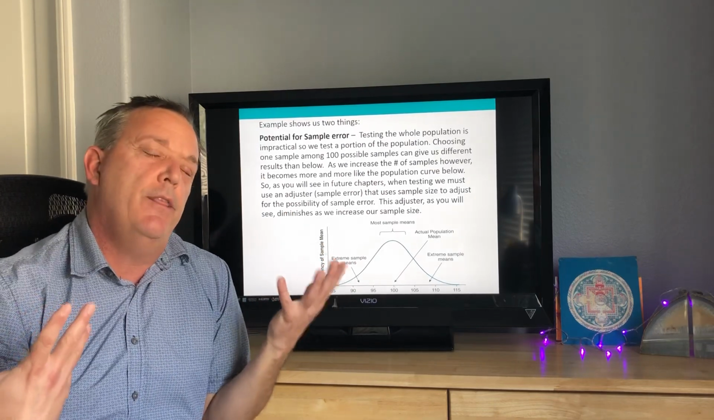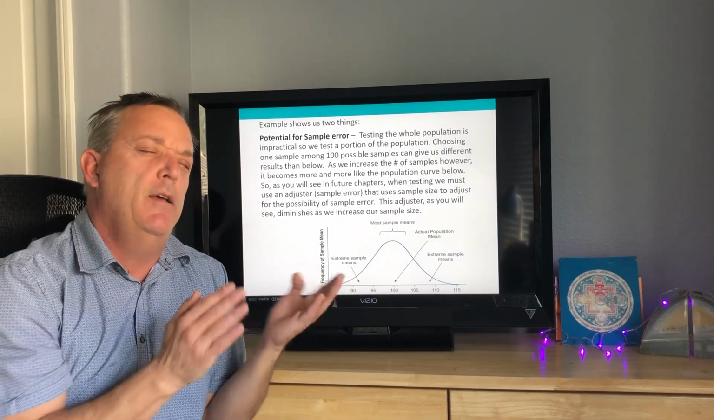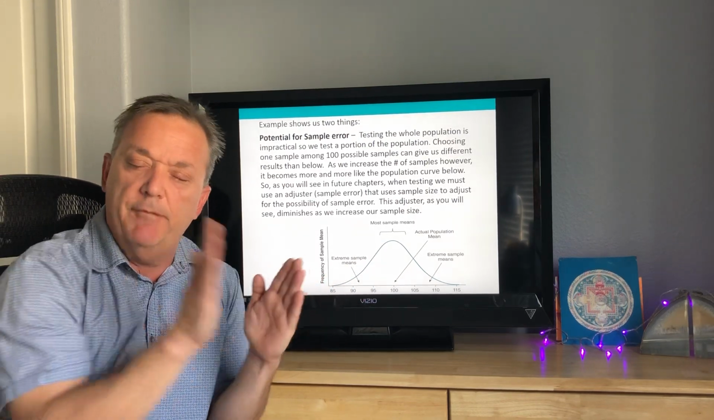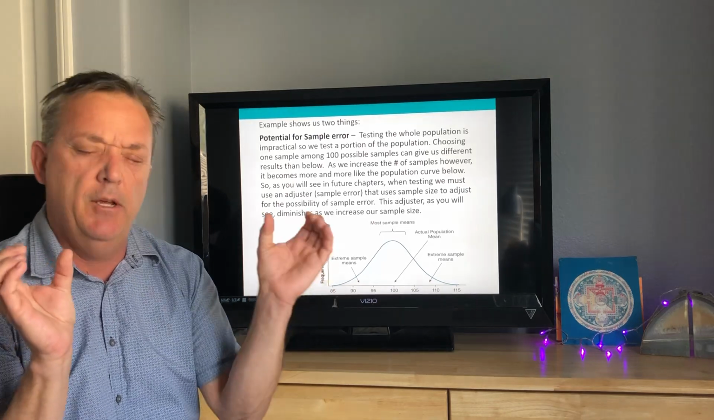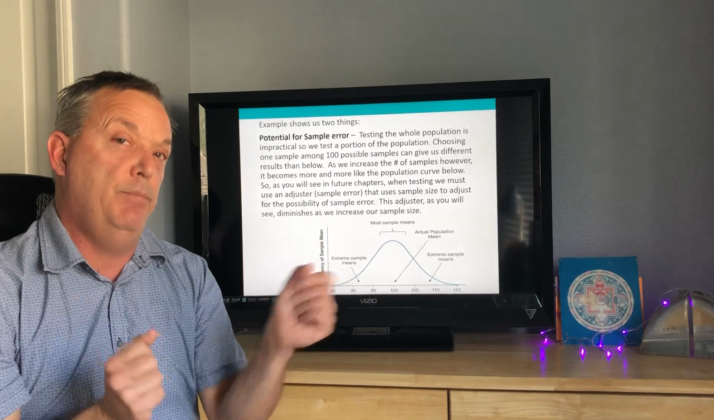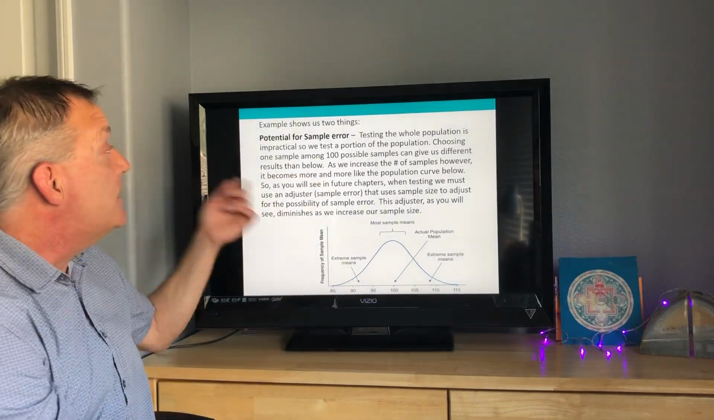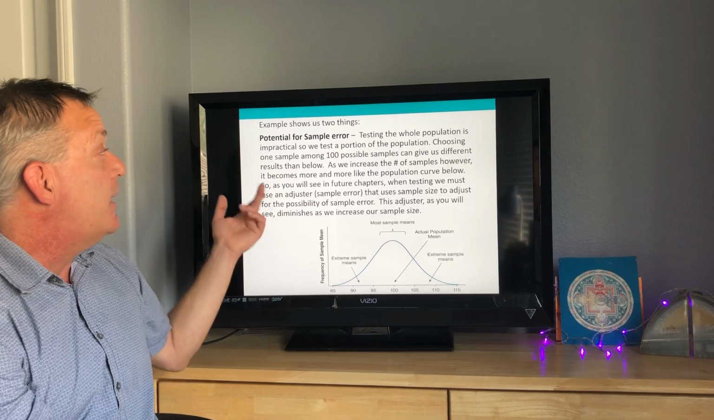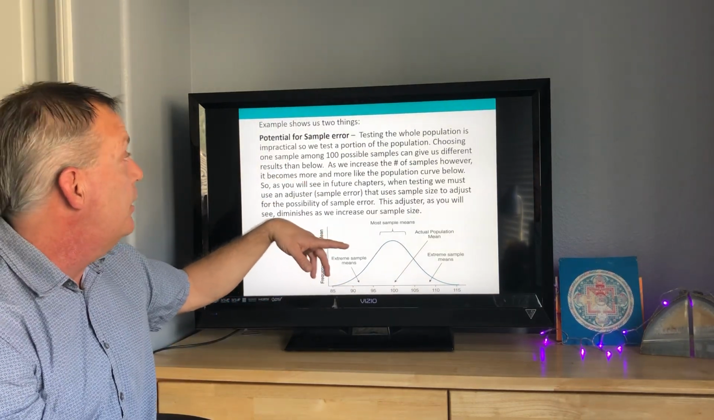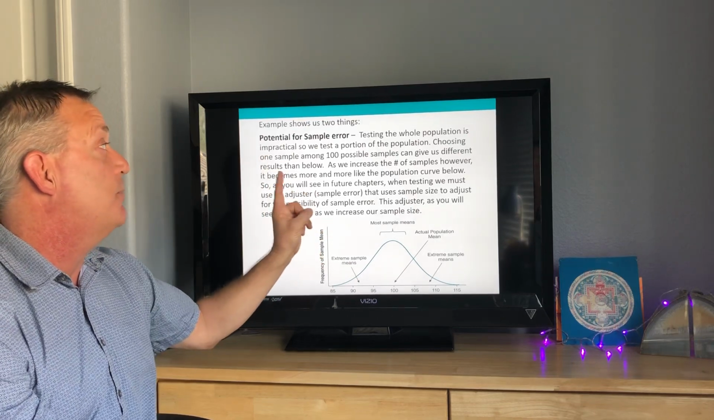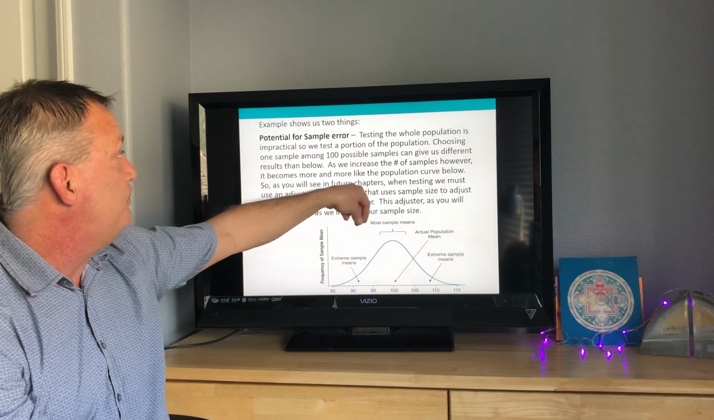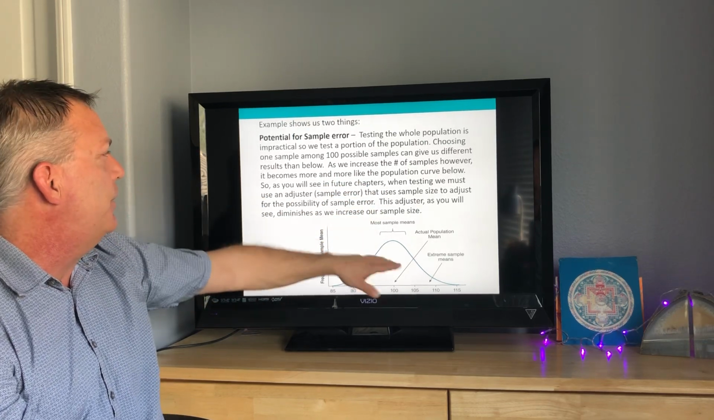And we'll use this theory to justify how we say if an experiment is significantly different, our results are significantly different from a control group, like let's say comparing the caffeine group to the placebo or non-caffeinated people. In this instance, we're talking about potential for sample error. Testing the whole population, right, is not practical. So we test a portion of the population. Choosing one sample among 100 possible samples can give us different results, as you can see from below.